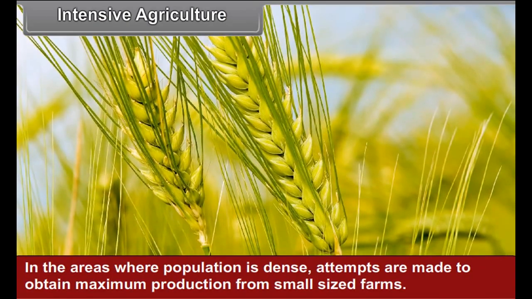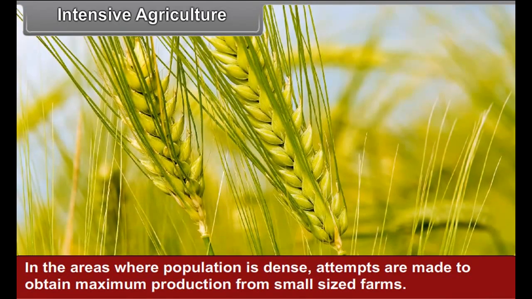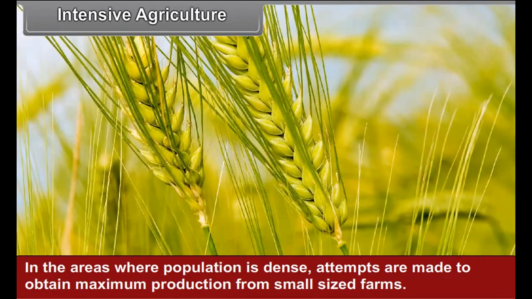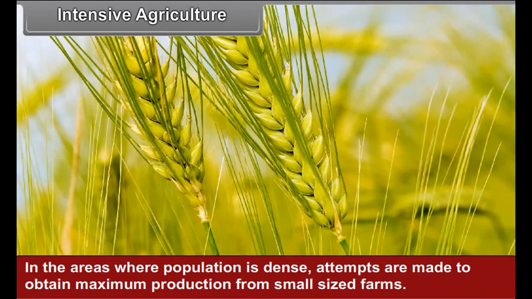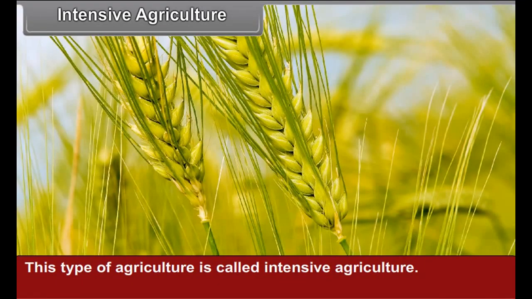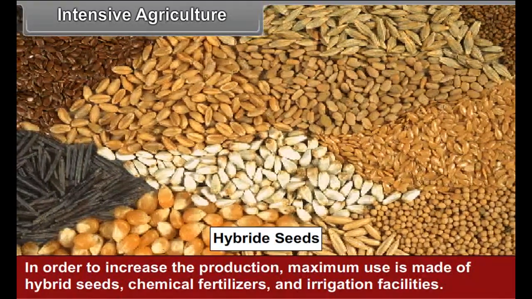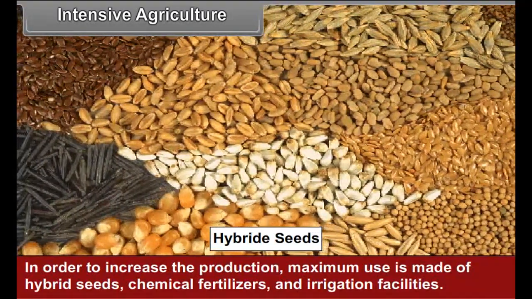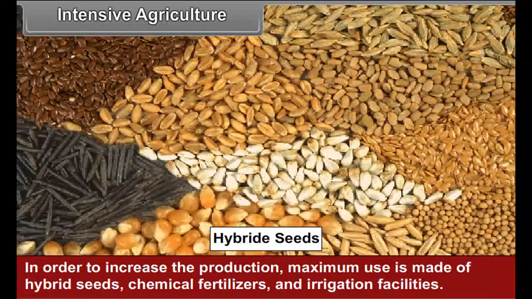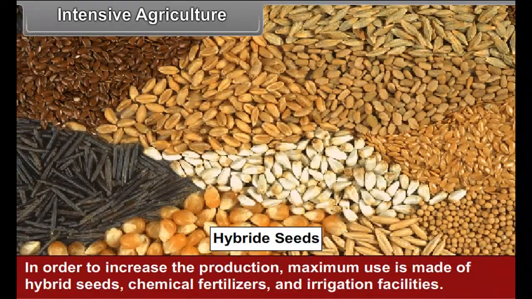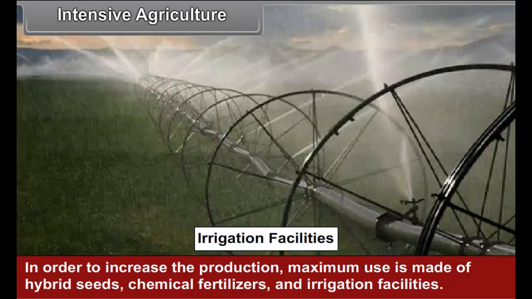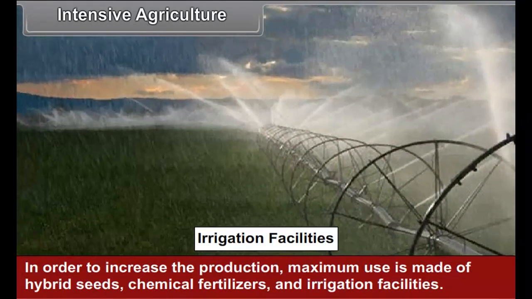Intensive agriculture. In the areas where population is dense, attempts are made to obtain maximum production from small-sized farms. This type of agriculture is called intensive agriculture. In order to increase the production, maximum use is made of hybrid seeds, chemical fertilizers, and irrigation facilities.